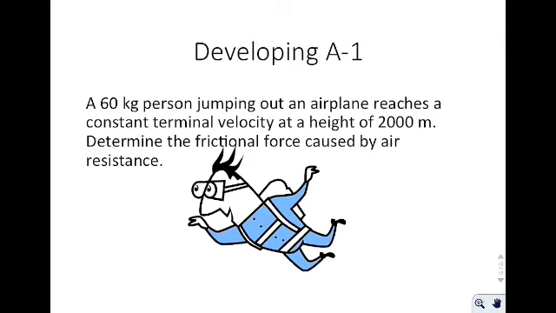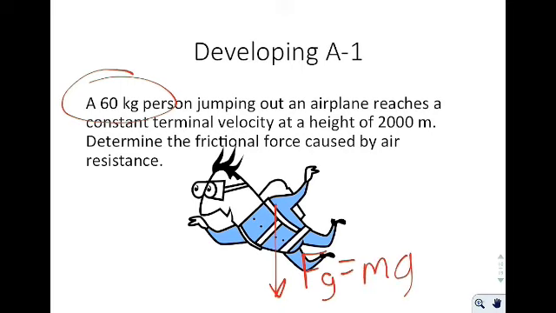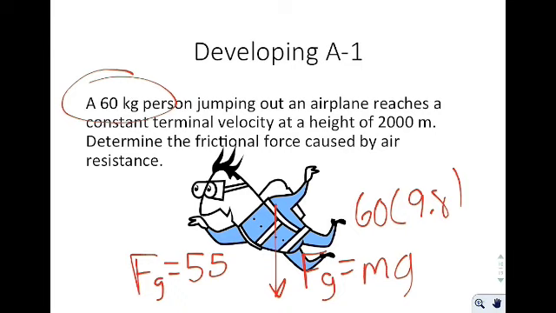So if you were to look at this, we have a 60 kilogram person. They're going to have a gravitational force. The gravitational force we can calculate using the formula Fg equals mg. I have the person's mass. I know that gravity is 9.8. If I know those things, then I can calculate the gravitational force by doing 60 times 9.8. And 60 times 9.8 gives us a gravitational force of 588 newtons.